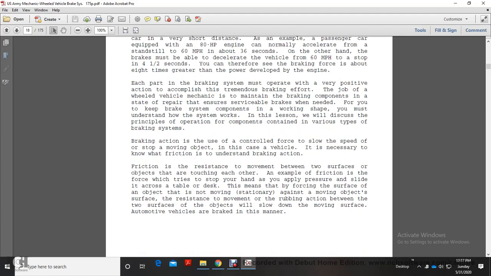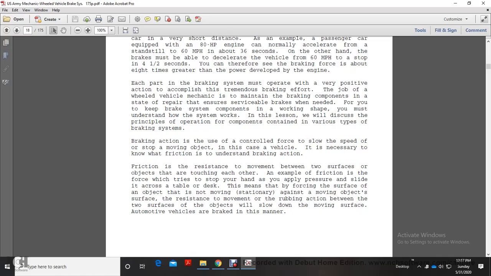In the case of a vehicle, it is necessary to know friction to understand braking action. Friction is a resistance between two surfaces of objects touching each other while moving. An example of friction is the force that stops your hand as you apply pressure and slide it across the surface of a desk. This means forcing the surface of a stationary object against a moving object's surface.